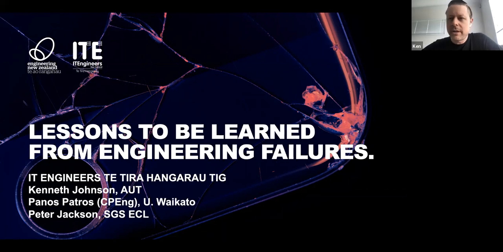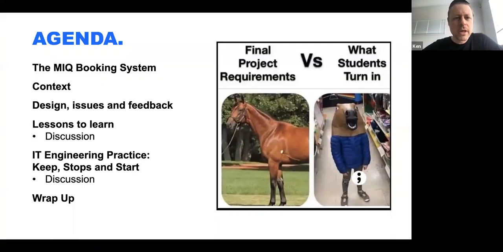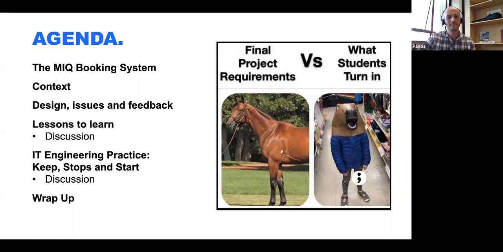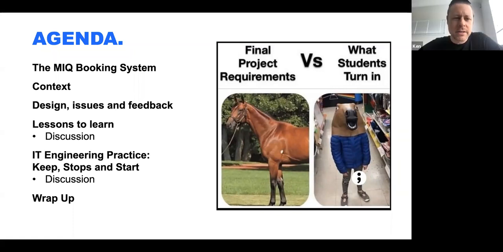Right, so we'll be talking about the MIQ system and just give some context about why that system was developed and what it is used for, and I'll just discuss a little bit about the design issues and the feedback, and then we'll take it over to Panos, who will be leading the second part of the lessons to be learned and a discussion about that.